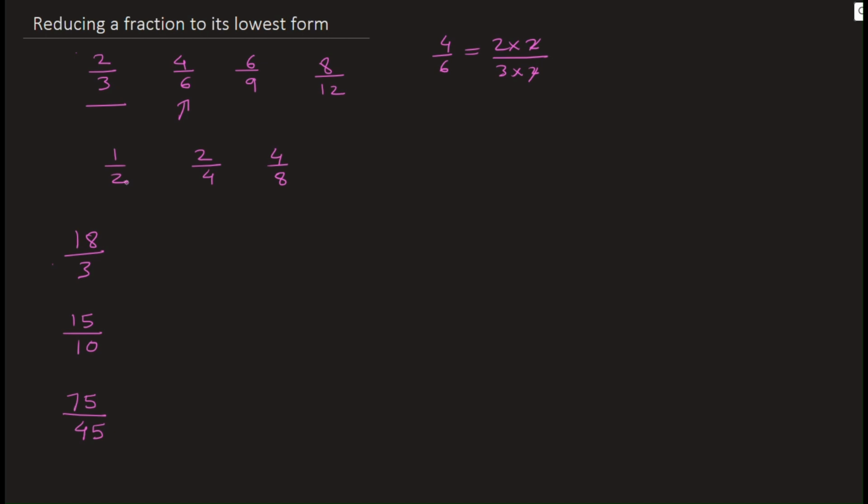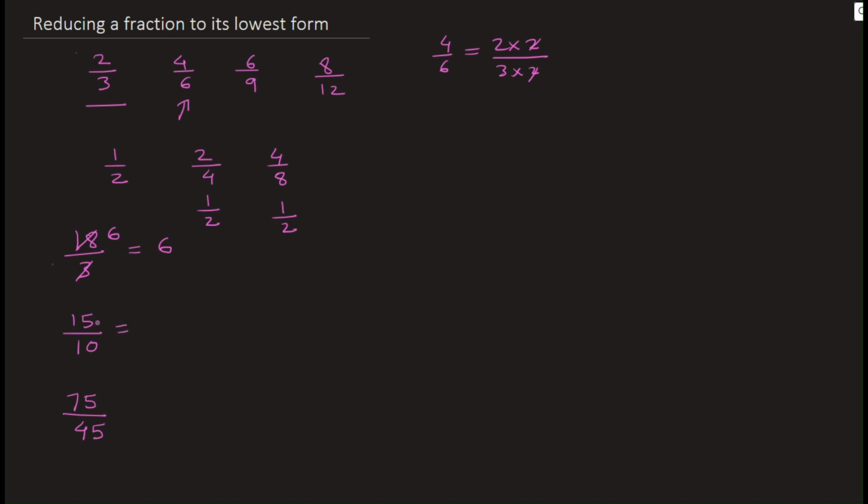Similarly, 1 over 2 is in its lowest form. But here 2 over 4 is not, and this can be reduced to 1 over 2 by cancelling out the common factor of the numerator and denominator, which is 2. And here again this can be reduced to 1 over 2. The common factor is 4. That is the common factor in the denominator and numerator. Now there are certain other fractions, which are 18 over 3, 15 over 10 and 75 over 45. These need to be reduced to the lowest terms. So basically I can see 3 goes 6 times in 18. 18 divided by 3 equals 6. So this fraction in its lowest terms is 6.